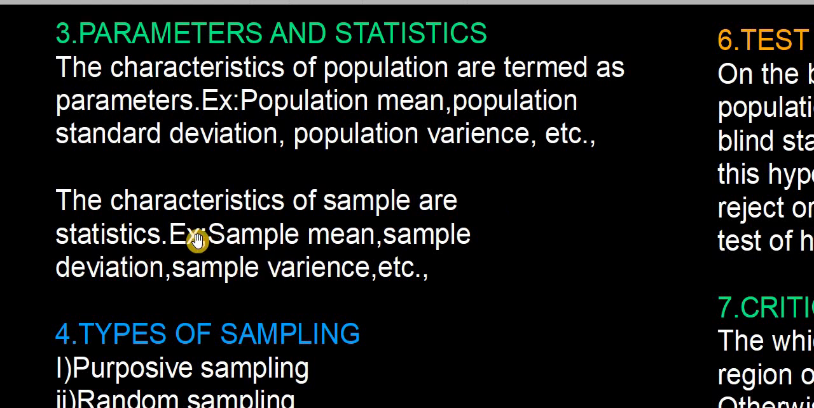Take for example, if we take some sample and find out the mean, then that would be a characteristic of the sample, and that is called a statistic. Similarly, take some sample from the population and find out the standard deviation, and that will give you what is called the statistic. So any study based on the sample or any characteristic of a sample is called statistics, not statics, statistics.